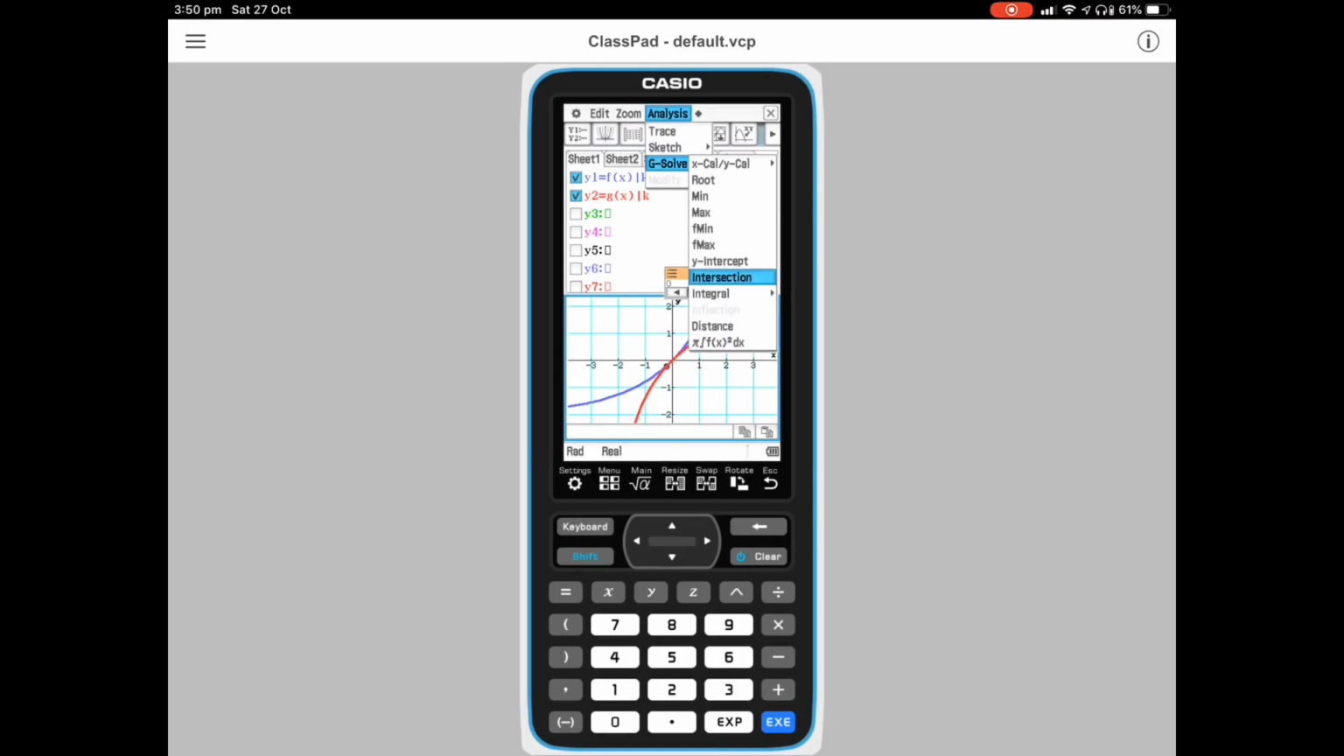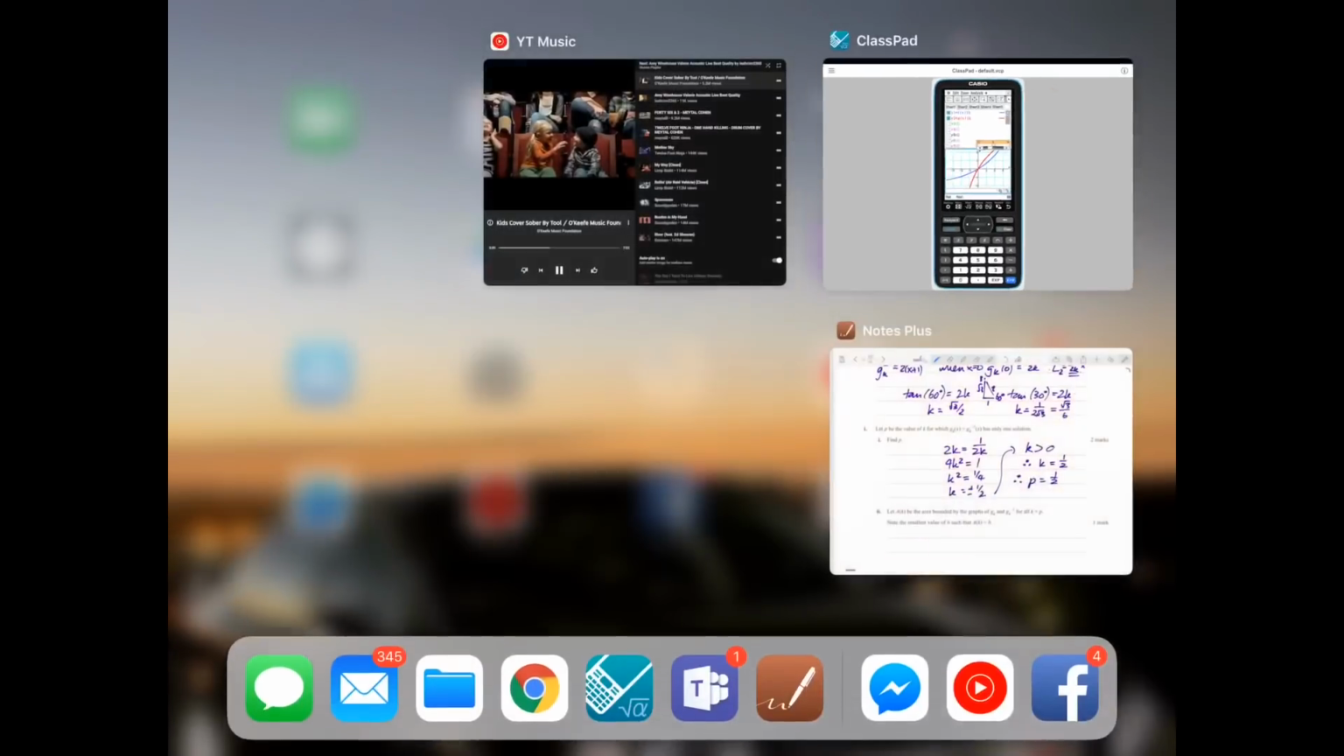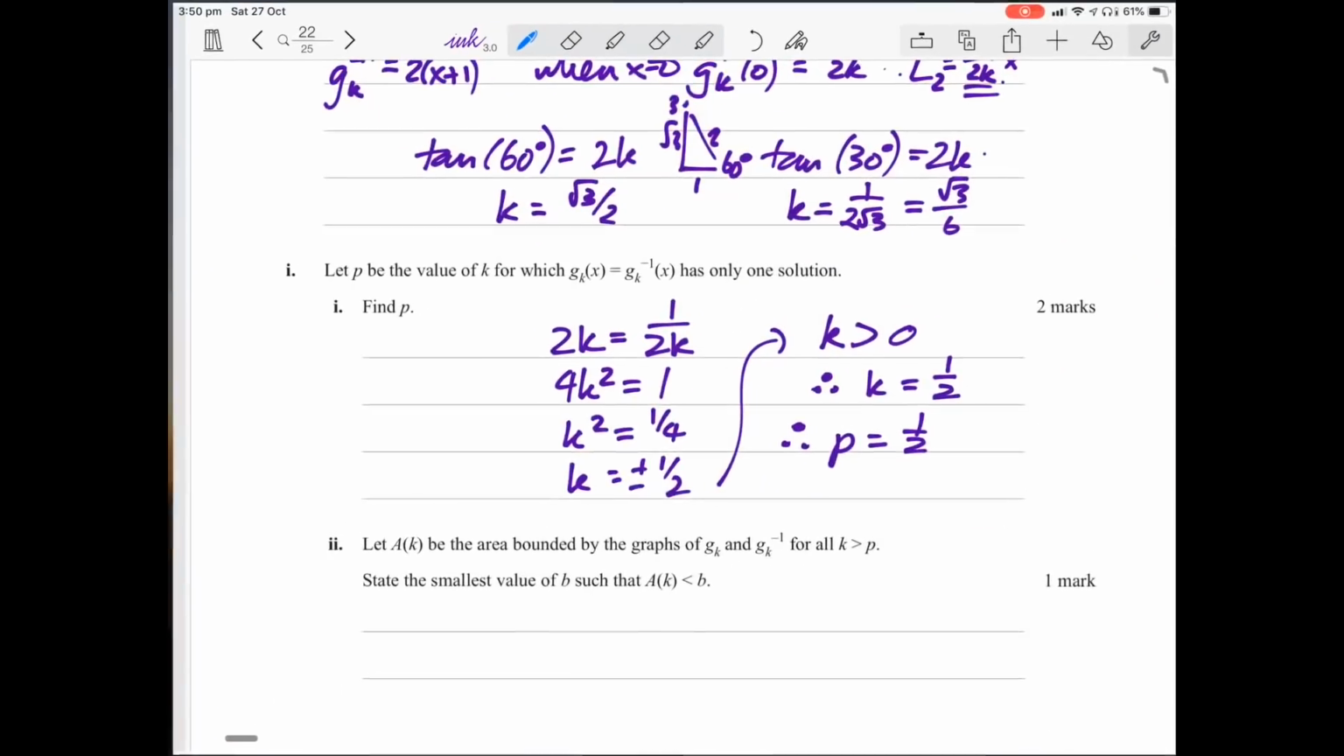If I go G solve intersection, there's only one point. But then if I change it to any other value, there's going to be multiple points of intersection. Okay, we must be nearly there.